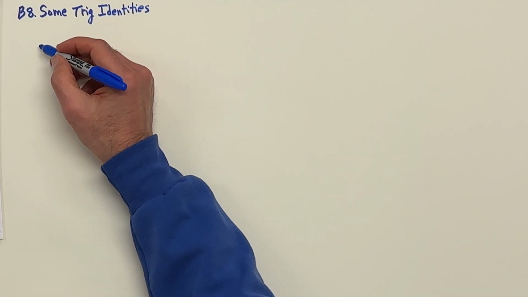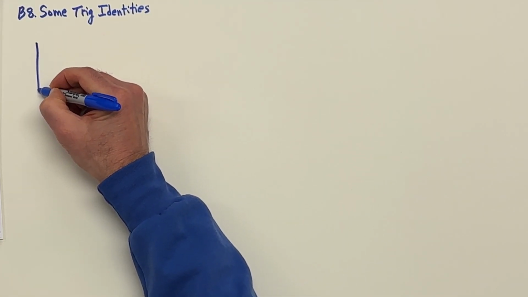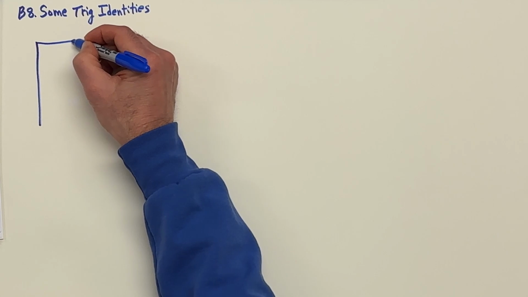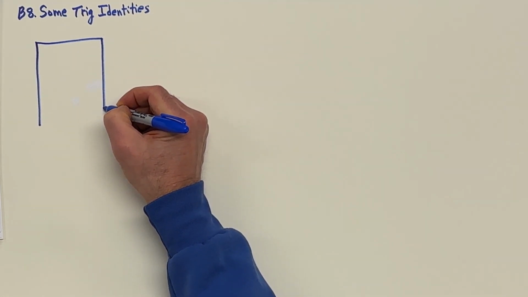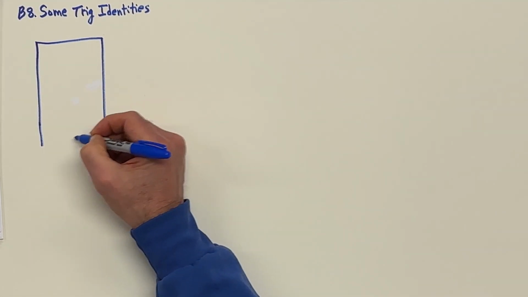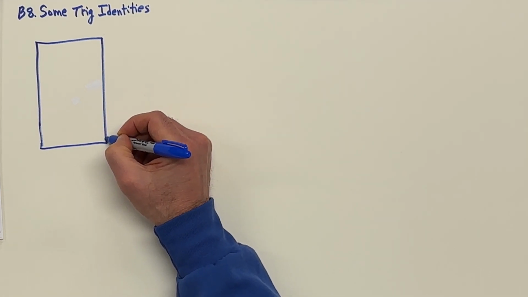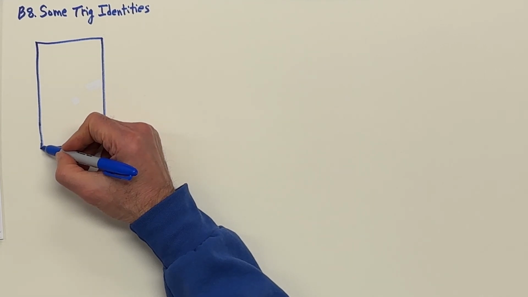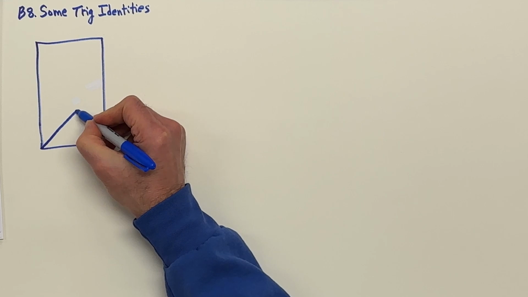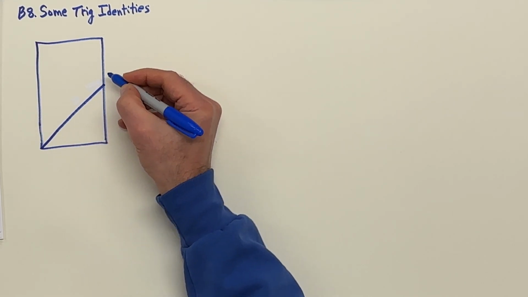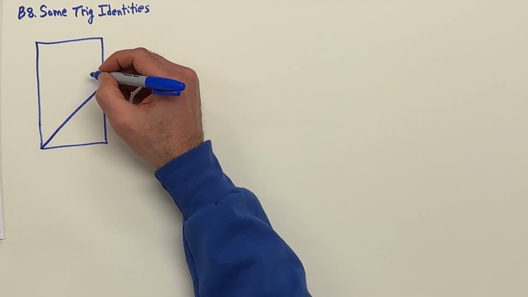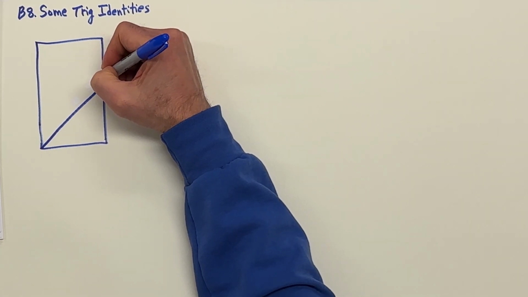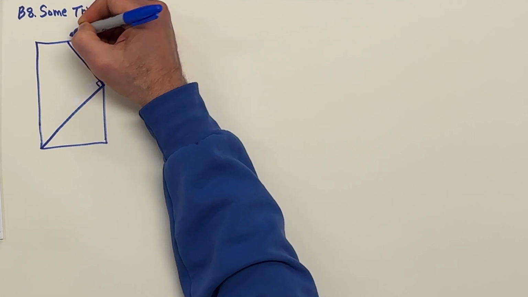Now for our next identity, we're going to draw a rectangle. Then what we're going to do is draw from this lower corner a hypotenuse up, and then we're going to go perpendicular here, a right angle, wherever that takes us, up to here.